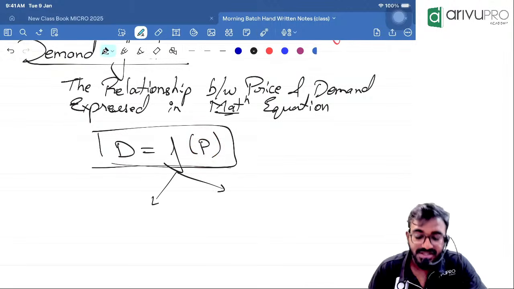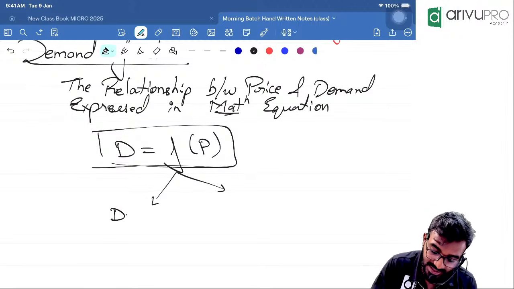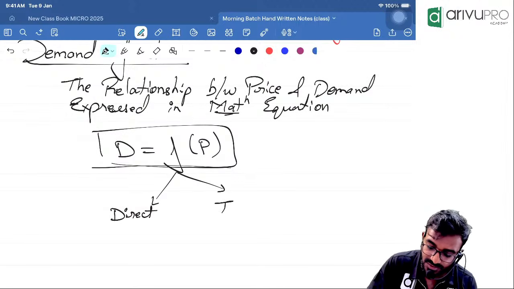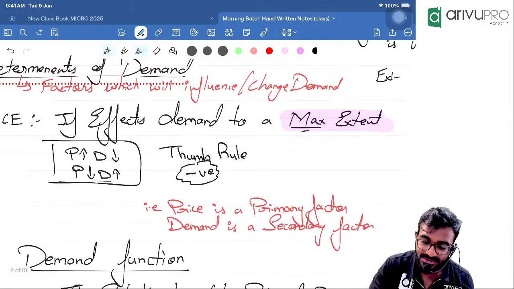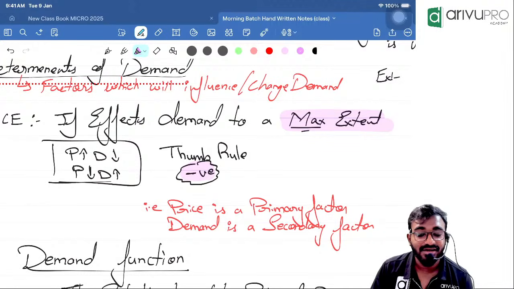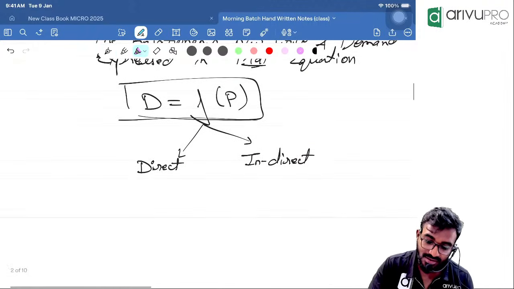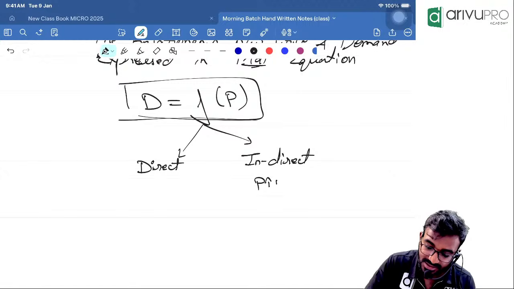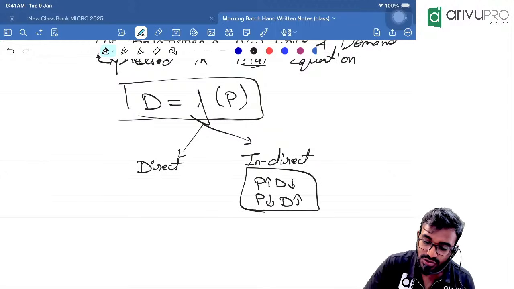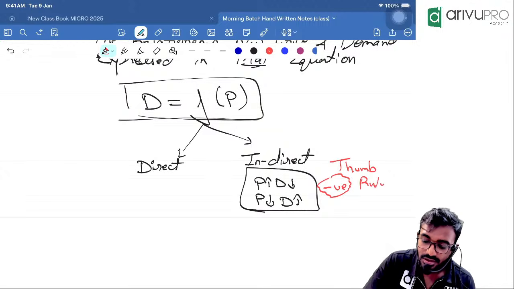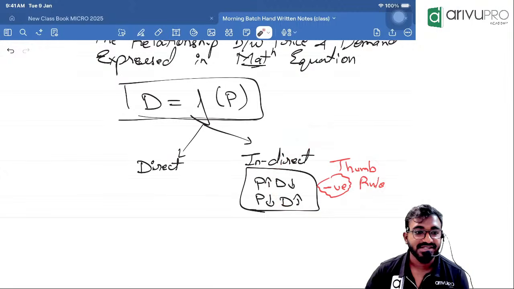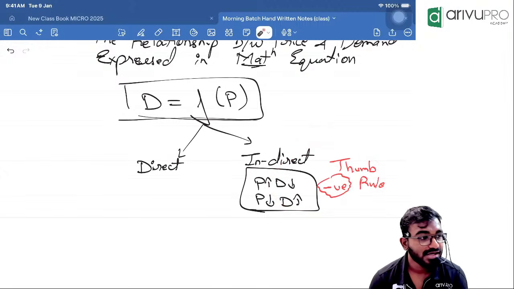There are two elements in the functional relationship. First one is direct relation, and the second one is indirect relation, which is the main thumb rule that I spoke about. Just now we spoke, whenever price increases, demand decreases. Whenever price decreases, demand increases. So there is an indirect relationship. That is what we call the thumb rule. The main thumb rule of the demand chapter is inversely related or negatively related.